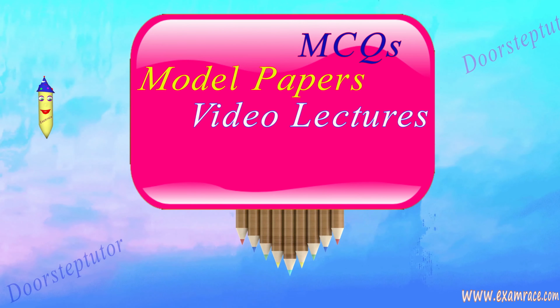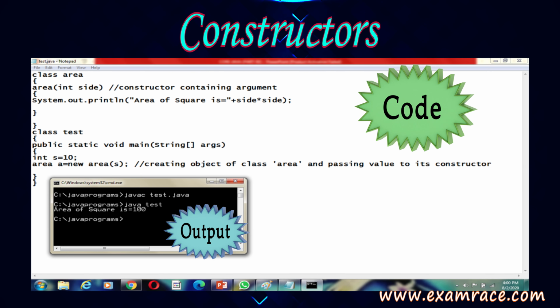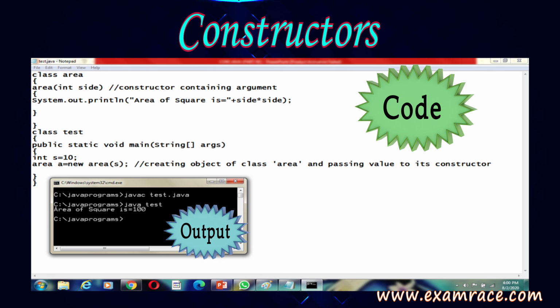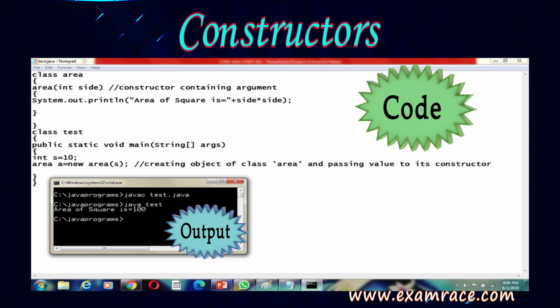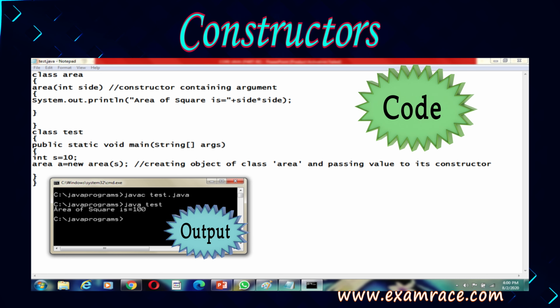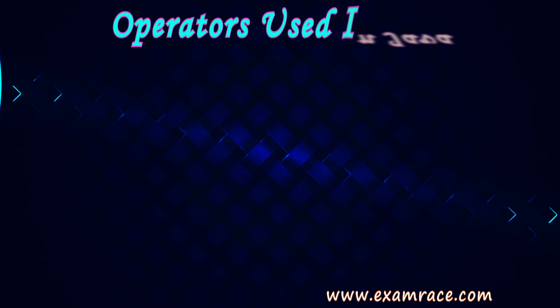We can see in the main function we are giving value s is equal to 10 and that s parameter is passing through the object creation line. So automatically the constructor will be called and the line will be executed. So the output will be area of square is 100. It means 10 into 10 it will be 100. So this was basic about constructors. So let's move to the operators.